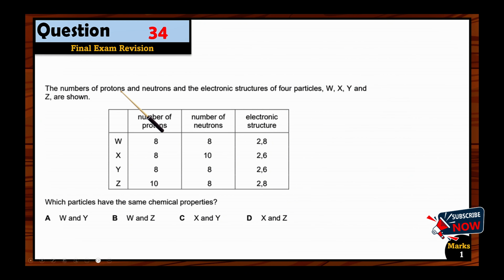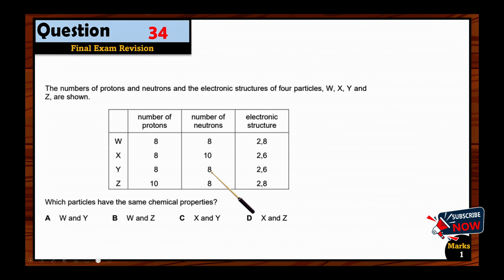Question 34. The number of protons and neutrons and the electronic structure of 4 particles W, X, Y, and Z are shown here. Which particles have the same chemical properties? The chemical properties of any particle will depend on the electron number. Always remember that protons are not involved in chemical reactions. It is the electrons that are involved in chemical reactions. They are the ones making the compounds, or the molecules, or the covalent bonds, ionic bonds. So whenever they ask about chemical properties, you have to remember the word electron.